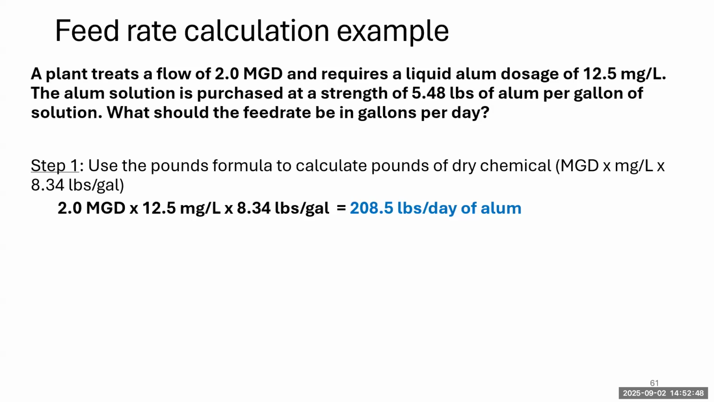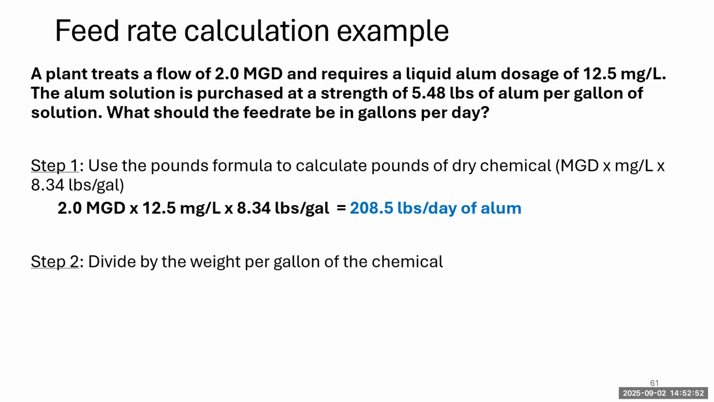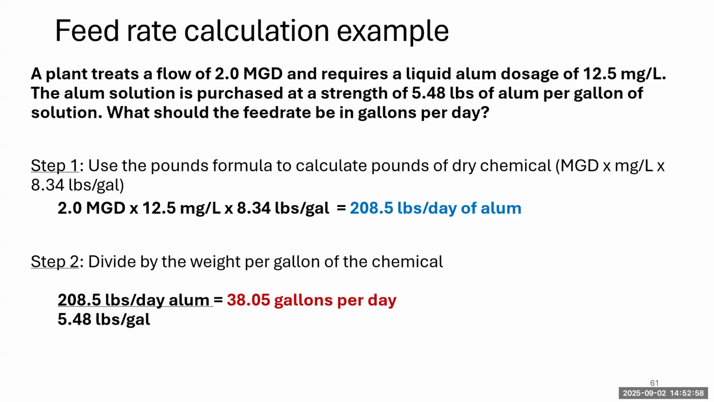pure alum. But now my liquid only has 5.48 pounds in each gallon, so I'm going to basically divide by the weight per gallon of the chemical. So I take that 208.5 pounds of pure dry alum, and every gallon contains 5.48, so I'm going to divide by 5.48 pounds per gallon. When I do that division, I realize I need 38.05 gallons per day. So my feed rate would be 38 gallons per day.